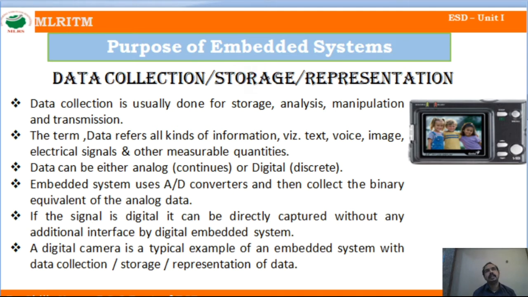So if the data is digital itself, the data can be directly captured without any requirement for what? Analog to digital converters. Okay, then a digital camera, as I told you earlier, is a typical example of an embedded system with the data collection, storage, and representation of it. Data collection means what? Sensor is there. When you click it, it will be stored inside your memory card that is present in the camera, and it will be represented as a file, a digital file.